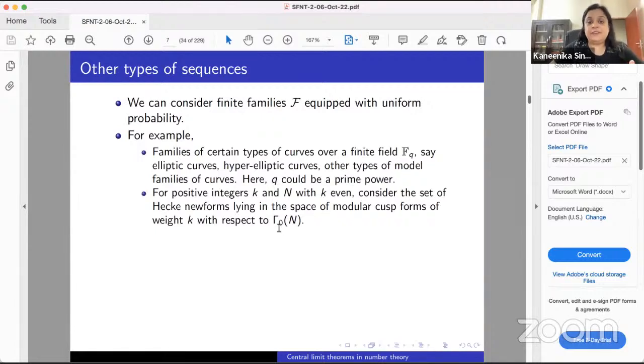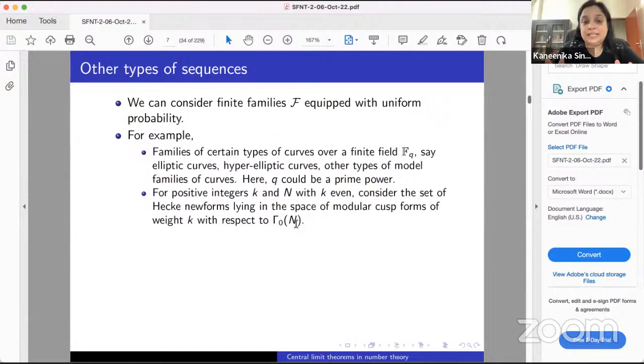Another type of family, for those who are familiar with the notion of modular cusp forms, is to take positive integers k and N, where k is even, and consider the set of all Hecke newforms lying in the space of modular cusp forms of weight k with respect to gamma naught of N.